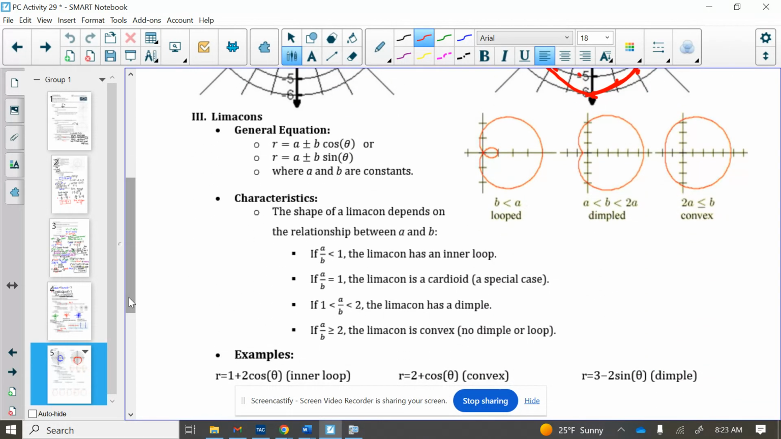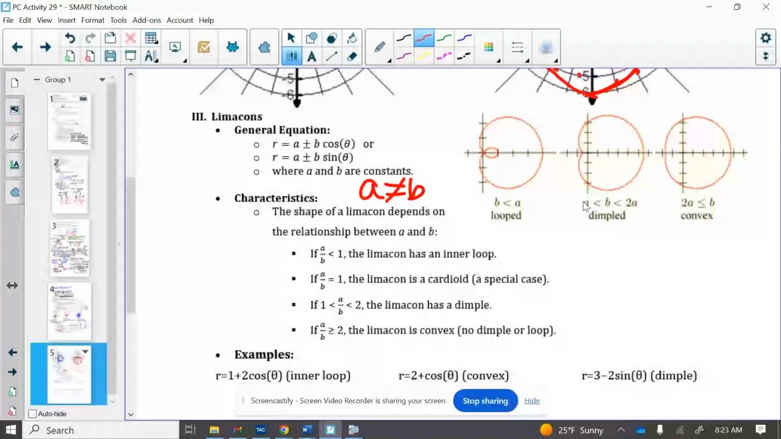Now our last shape is a limacon. And this is where we have A and B values that do not necessarily equal each other, okay? So again, very similar format to the cardioid, but they are not the exact same. So we can see on some of these examples different shapes here. Some sort of look like a cardioid, but again, these are not the exact same. So it's actually just called a dimpled limacon.